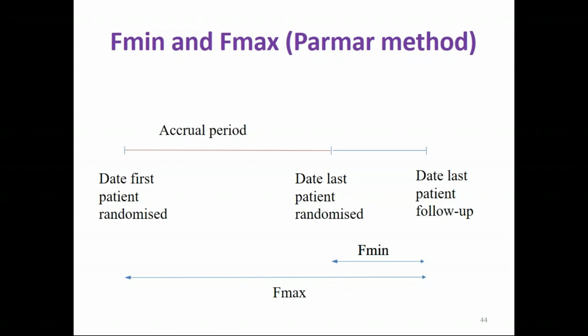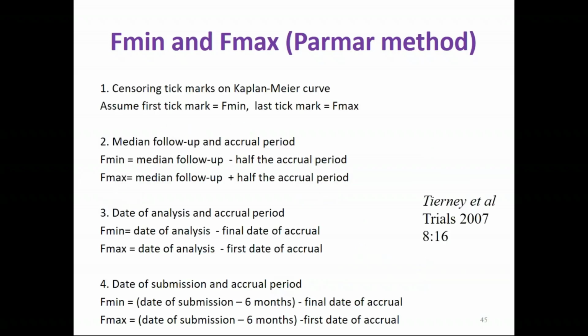If that information is provided directly, then we can just extract that information. However, it very often isn't presented in that format, and so we might need to look at other information in the publication in order to estimate these values. So for example, if the curve presents censoring tick marks on the curve, we can assume that the first tick mark is equal to Fmin and the last tick mark is equal to Fmax.